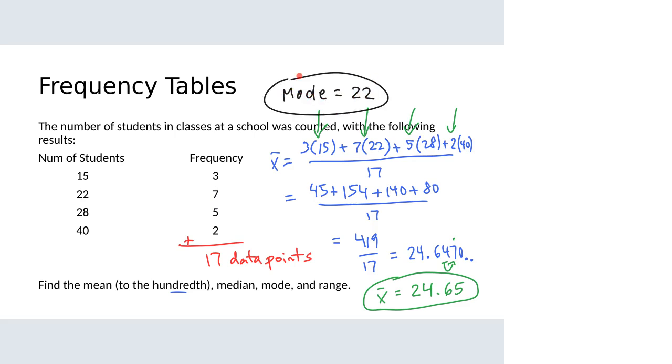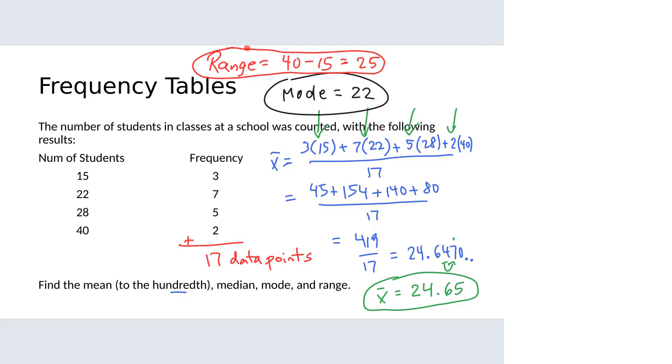Perfect. The range, okay, range is just highest minus lowest. So my highest data point is 40, and my lowest data point is 15. So 40 minus 15 is 25. And what that means here is the spread between the smallest classroom and the biggest classroom is 25 students. That's the range between the smallest number of students and the highest number of students. The mode being 22, the most common number of students in a classroom is 22.